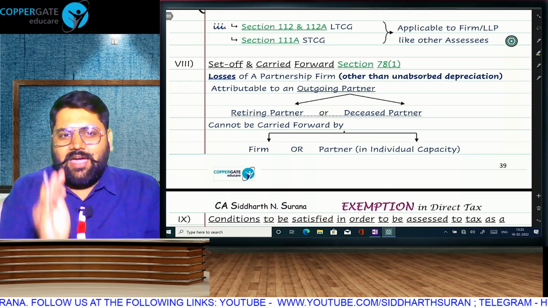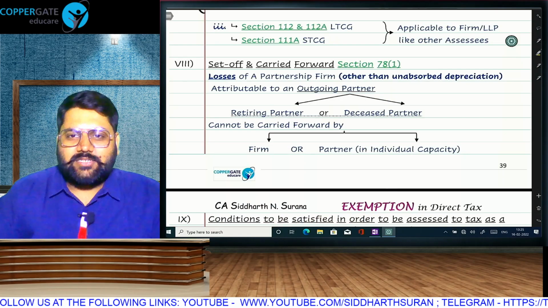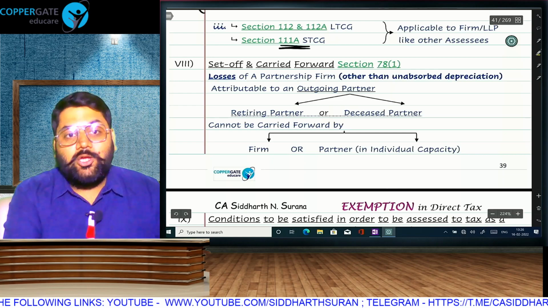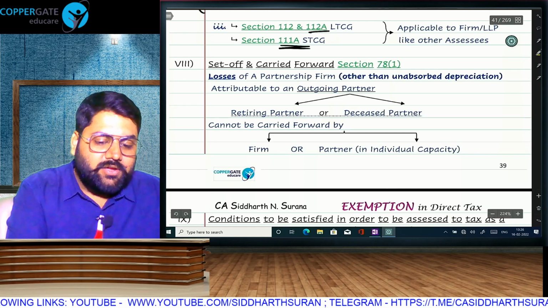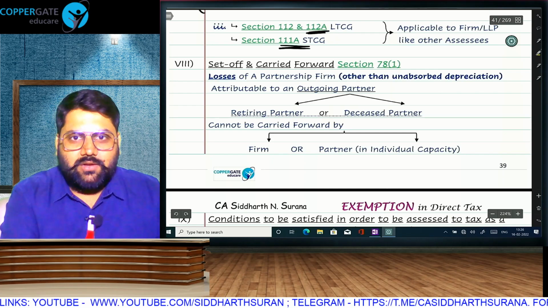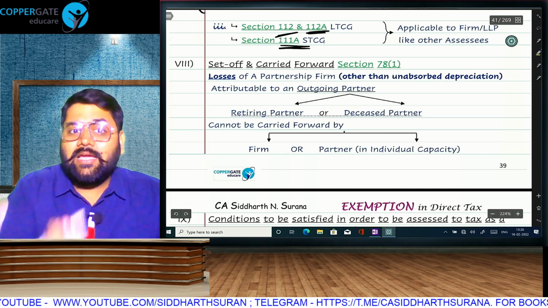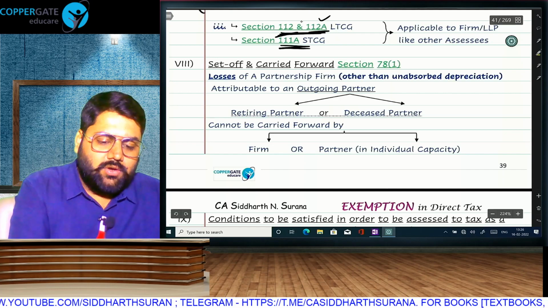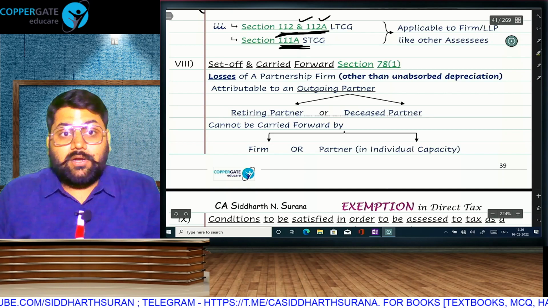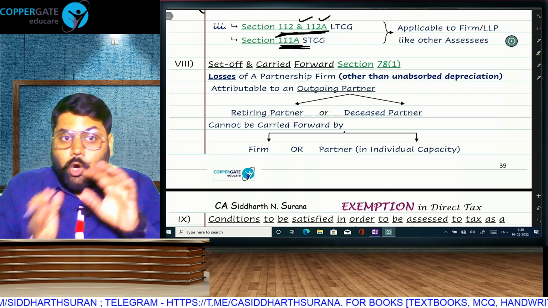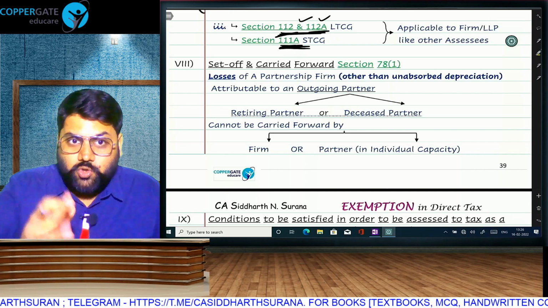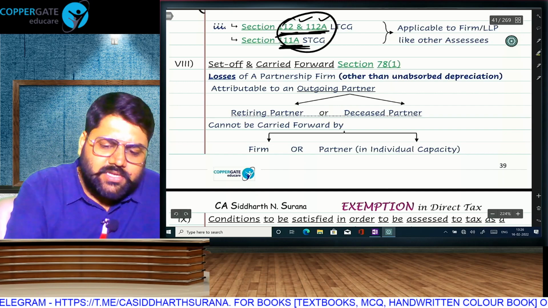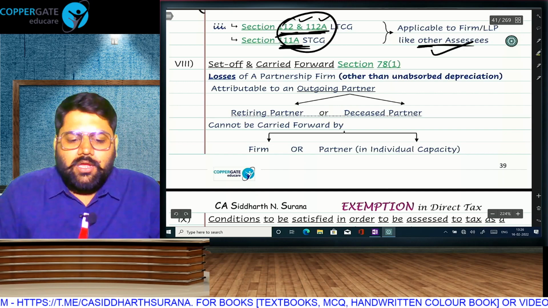Partnership firm. We have already studied that the tax rate of a partnership firm is flat 30%. But in case the firm has got any 111A, short-term capital gain on stock market, 112A, long-term capital gain on stock market, or 112, any other long-term. See, long-term is always special rate. Short-term will be special rate only if it is 111A stock market. All other short-term like land, house, gold, jewelry, they all go in normal rates. But these three are special rates and they will also be applicable to the partnership firm.